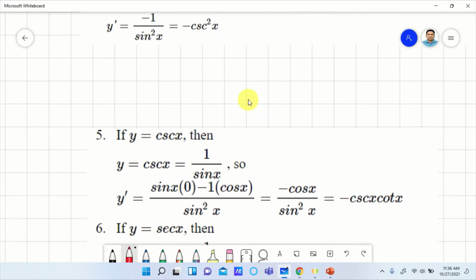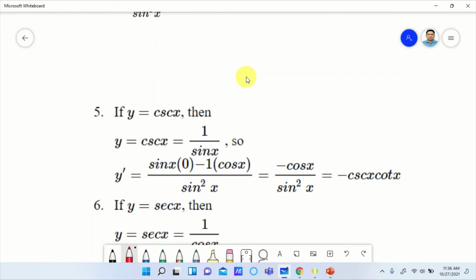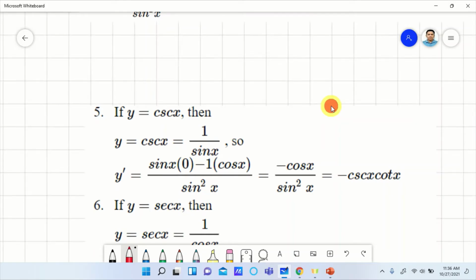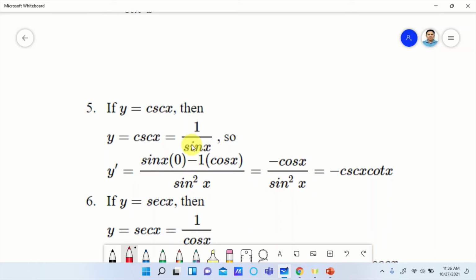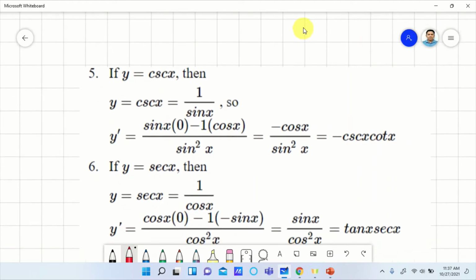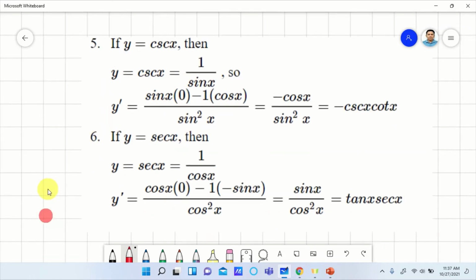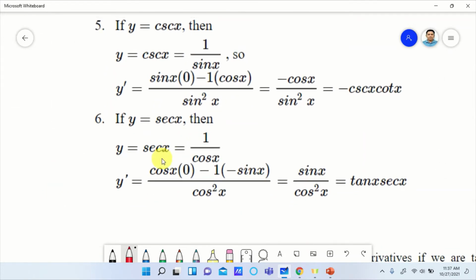Then you can apply the same process for finding the derivative of cosecant x. You use again the quotient rule. You are aware that cosecant x is equal to 1 over sine x. You apply the quotient rule, and you'll be able to get the derivative, which is negative cosecant x times cotangent x.